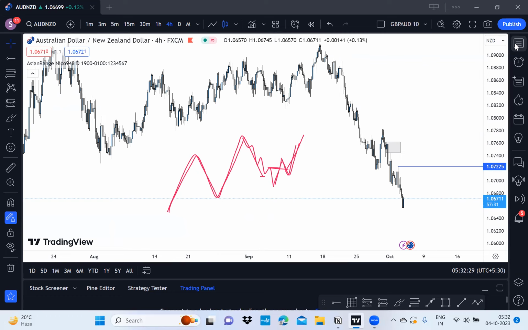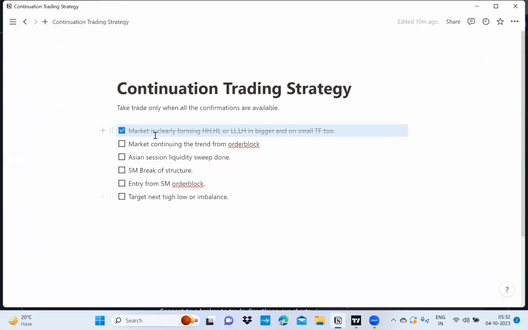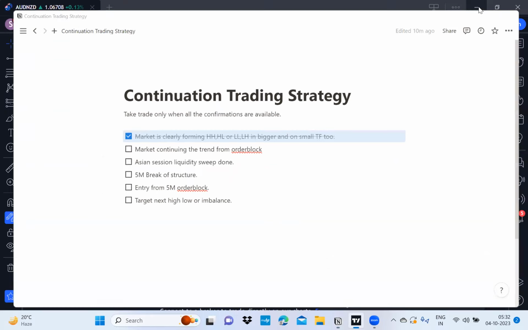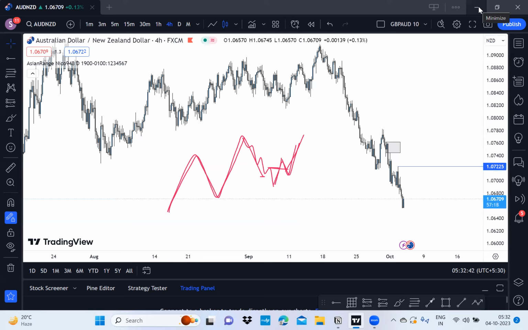But what we need is high probability setups, right? So you will make sure you are following all the confirmations. After taking all these confirmations, you enter the trade. If you do that, you will be getting high probability setups. And even if you are getting 2, 3 setups in a week, you can be a profitable trader if you can just execute them and you are not doing anything stupid.